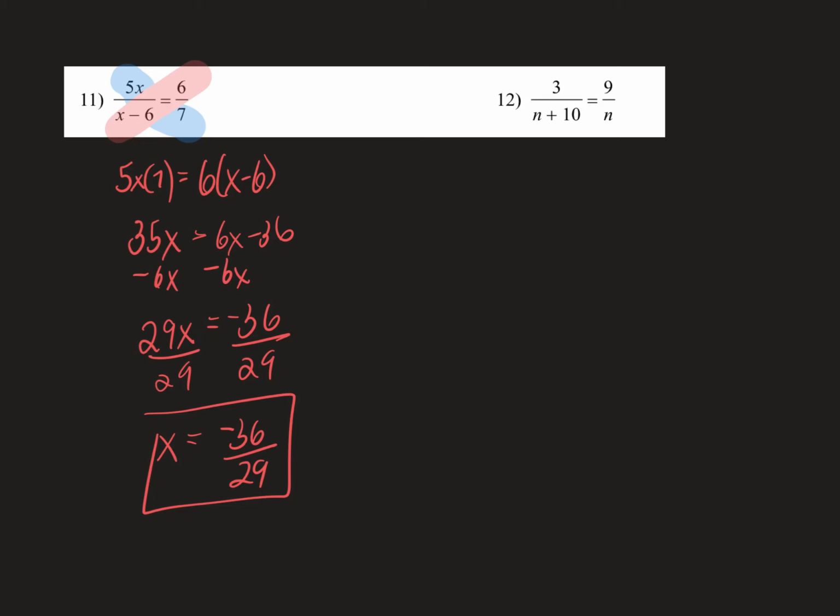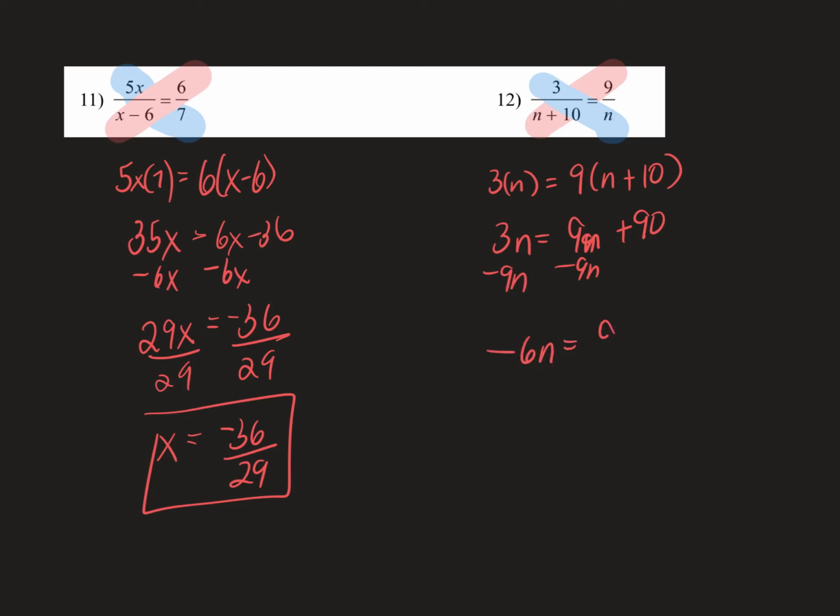Multiply here, multiply these two, multiply these two. So 3 times n equals 9 times n plus 10. So 3n equals 9n plus 90. Subtract 9n. Negative 6n equals 90. Divide by negative 6. N will equal negative 15.